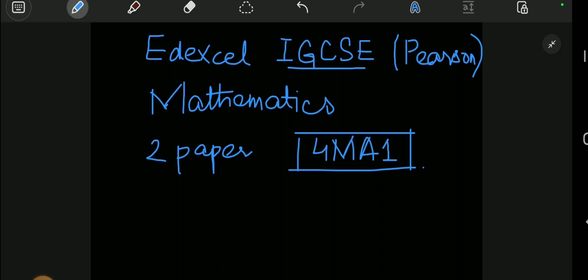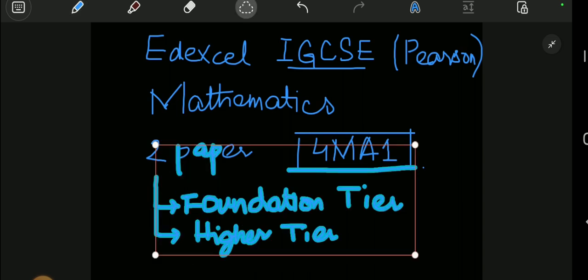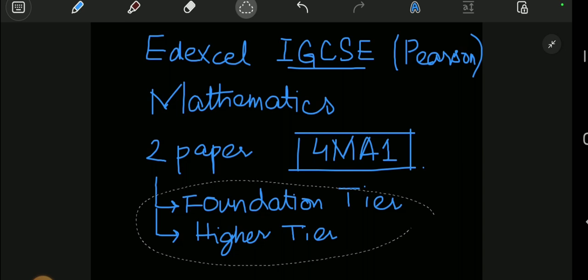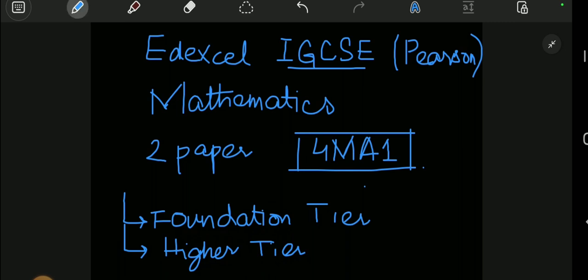One is the foundation tier, which is the easy one, and the other is the higher tier, which is a little bit difficult. For these two tiers we have two papers for each. There are two papers for the foundation tier.